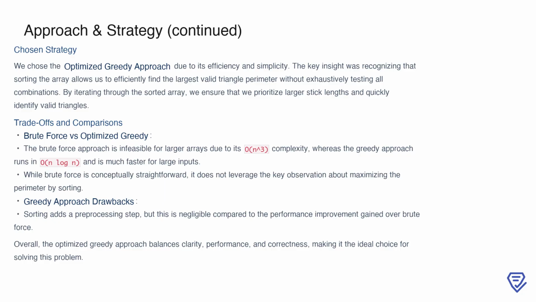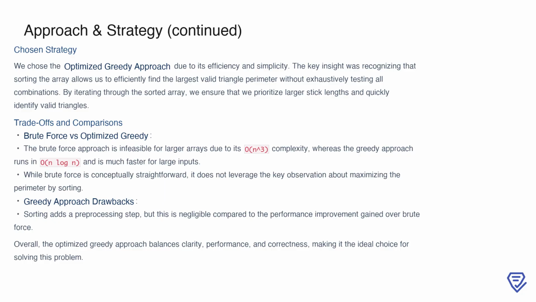When comparing this approach to brute force, the differences are clear. The brute force method, while straightforward, is computationally expensive with a time complexity of O(n cubed), making it impractical for large inputs. In contrast, the greedy approach leverages sorting to achieve O(n log n) complexity, which is much more scalable. While sorting introduces a pre-processing step, the performance gains far outweigh this minor drawback. Overall, this strategy provides an optimal balance of clarity, speed, and correctness, making it the most suitable choice for solving this problem.